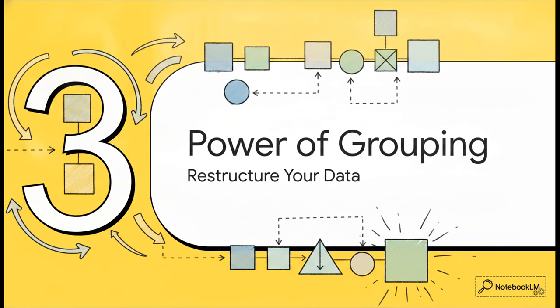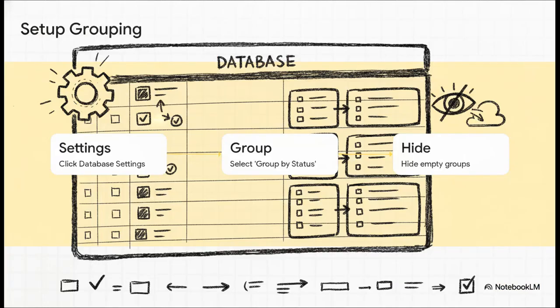Now that we've cleaned up the mess, it's time to restructure. Section 3, the power of grouping. Let's look at how this builds step by step. Instead of staring at an endless, overwhelming list of tasks, we're going to tell Notion to organize the data for us. Just click into your database settings, select the group option, and group your tasks by status. Oh, and a quick pro tip, definitely make sure to click Hide Empty Groups so you aren't staring at a useless blank category taking up your screen space.